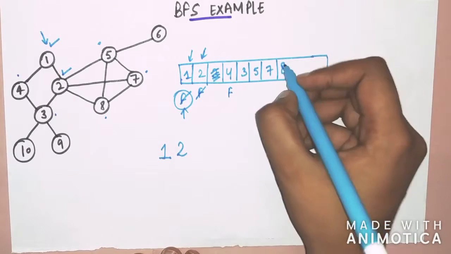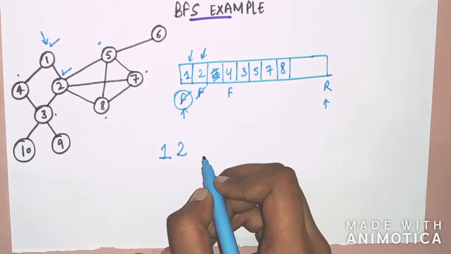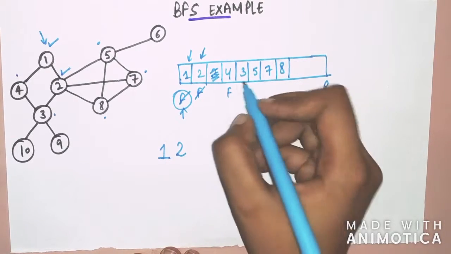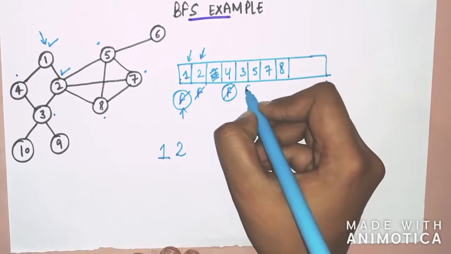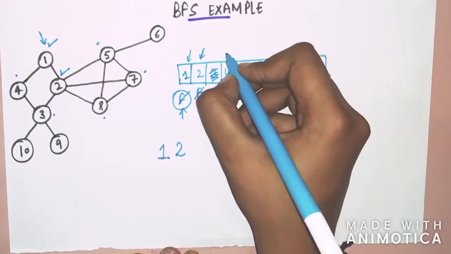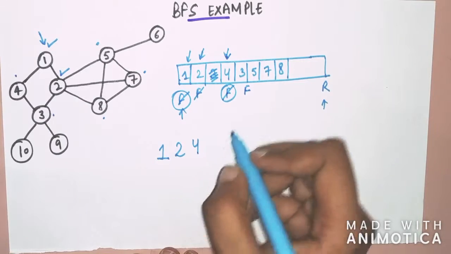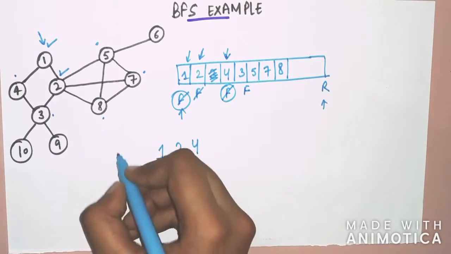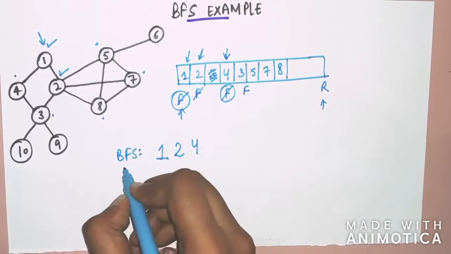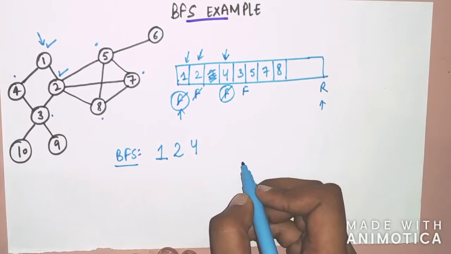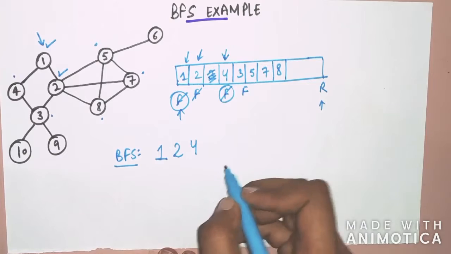Now after the enqueue has been done on all the nodes adjacent to 2, I will dequeue the front again. Here 4 will be dequeued, so my front will become 3. This 4 has been dequeued and added to the BFS output, and this is my BFS queue. This is how these nodes will be printed out. This is the print pattern up here.